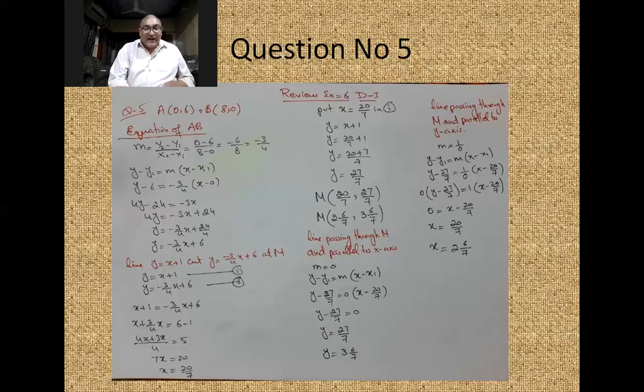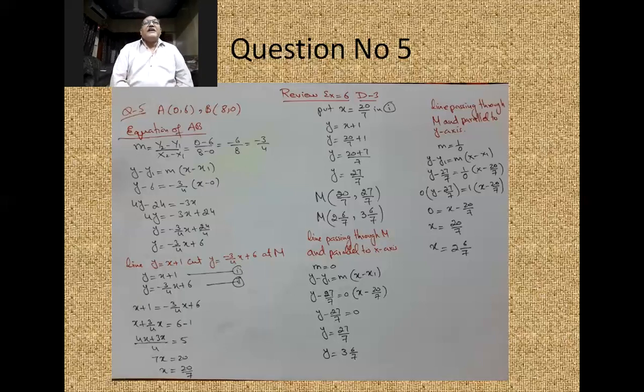The fourth part of this question is to find the equation of the line which passes through M and is parallel to the y-axis. Any line which is parallel to the y-axis will be a vertical line, and we know the gradient of a vertical line is infinite. Mathematically, I can say it will be 1 by 0. So it is passing through this point and its gradient is 1 by 0, and I can find the equation of this line.